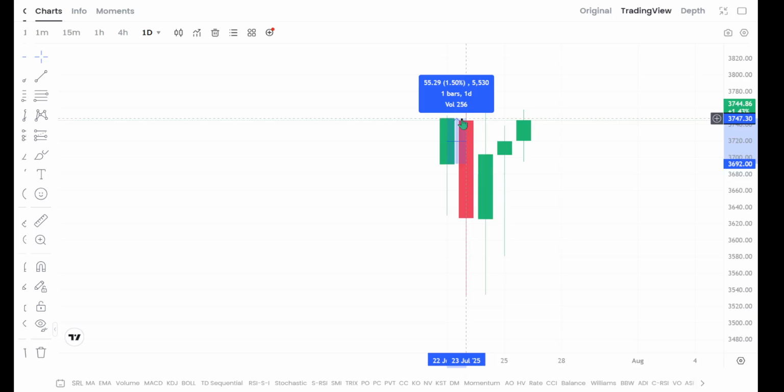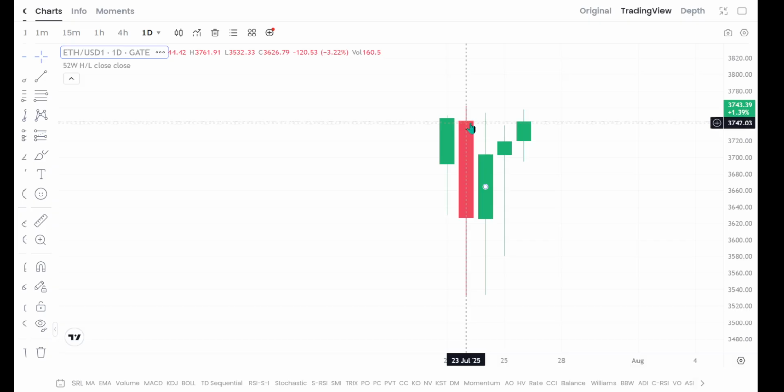So we are reading the values from the opening and closing point. The market price of Ethereum was opened at 3,692 USDT, and the market price went up and was closed at 3,747.3 USD1. And the market price of Ethereum has increased by 55.29 USD1. It is 1.5%, and 5,530 USD1 was the profit on this day. In this one day, 256 Ethereum has been traded.